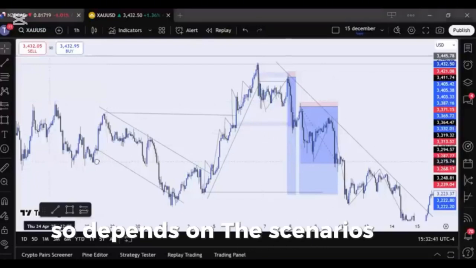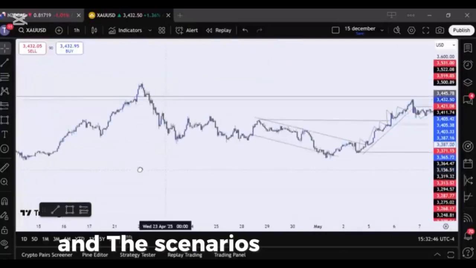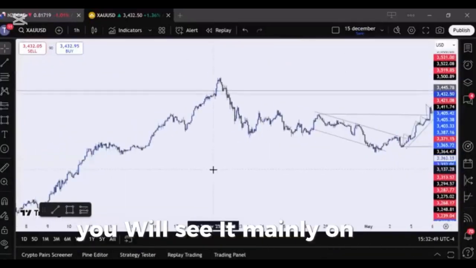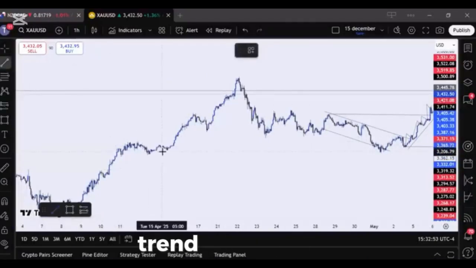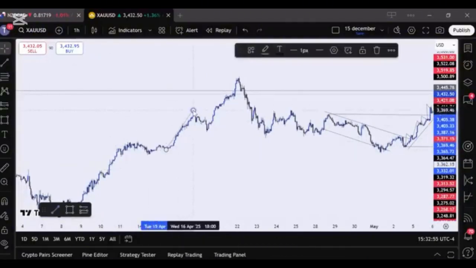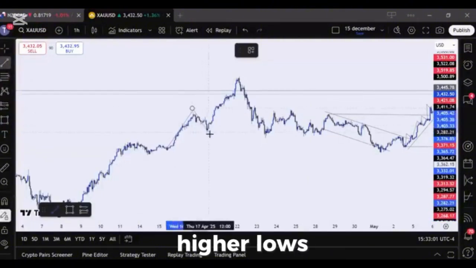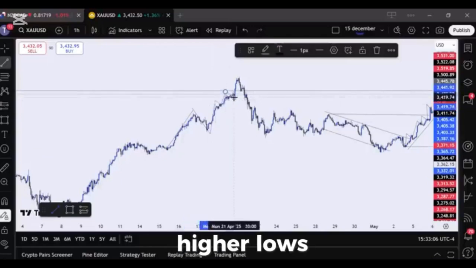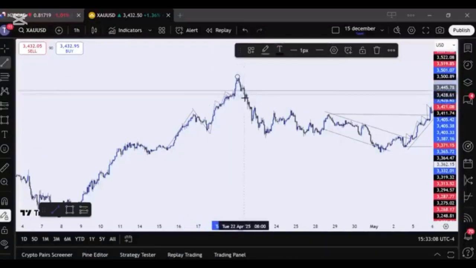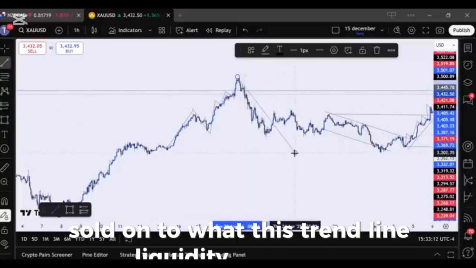Depending on the scenarios that you trade, you will see it majorly on the chart. Here is something as this. This is trend line liquidity: higher highs, higher lows, higher highs, higher lows, higher highs, higher lows, higher highs. Then market gave that structure and then it started selling, sold until this trend line liquidity got swept.